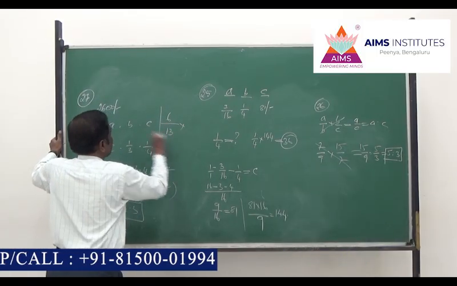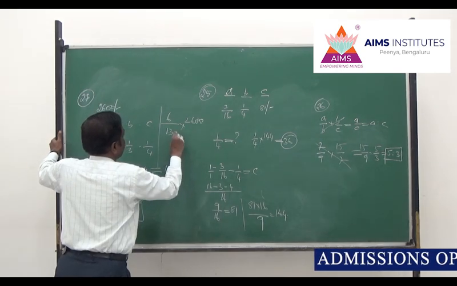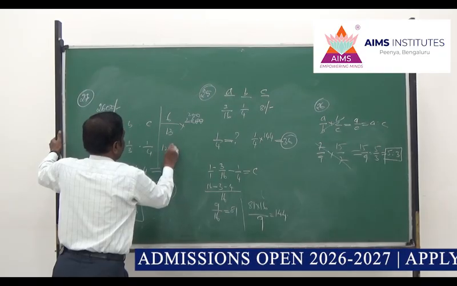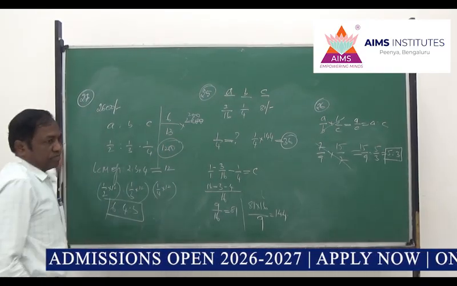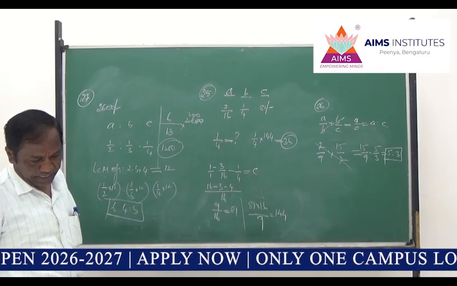What is the amount? 2,600. Now we can take 13 2s. Right. Okay. It means 1,200. Option D.